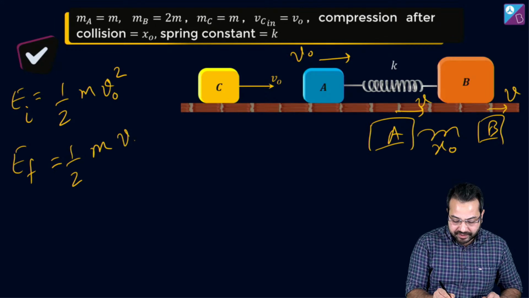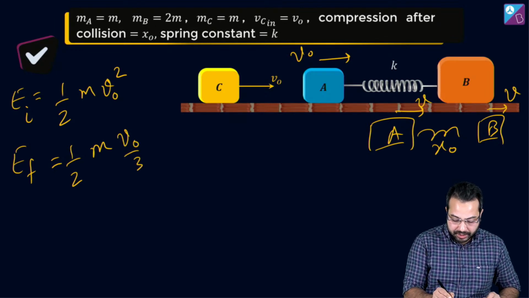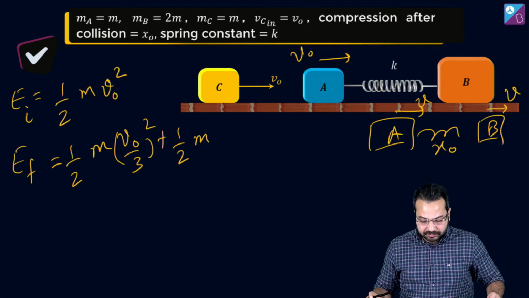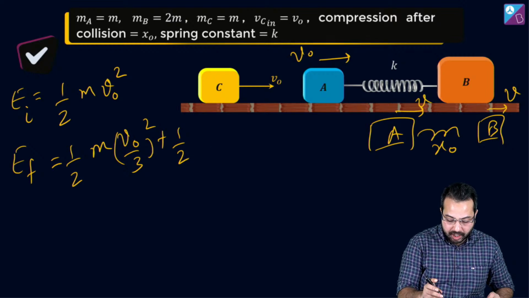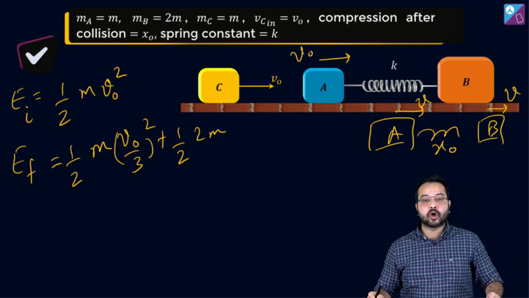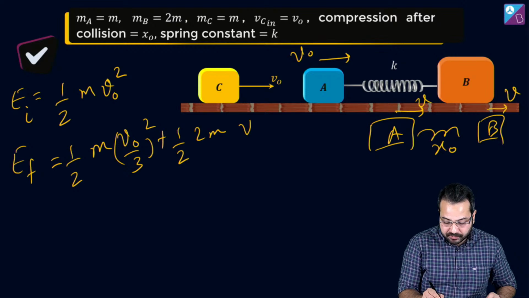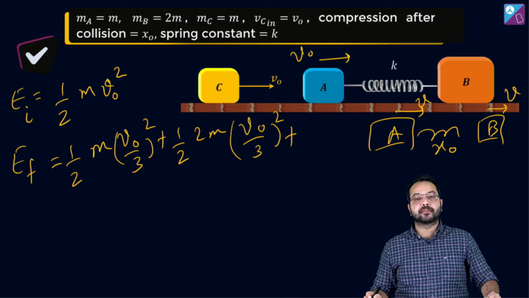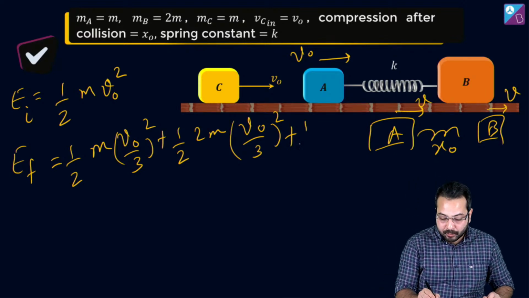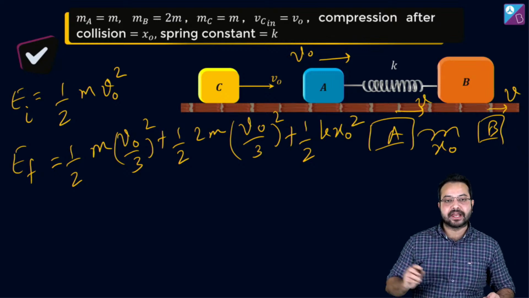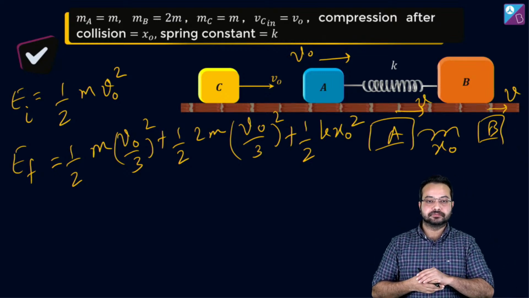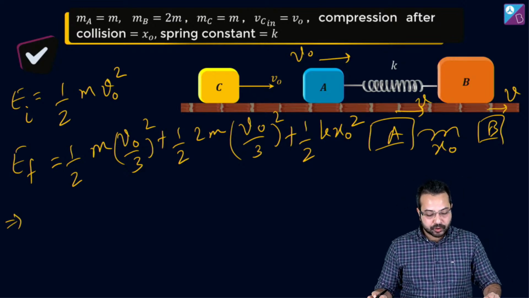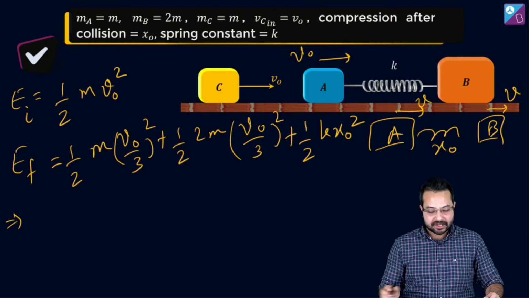So this becomes half m (v0 by 3) whole square, plus we'll have half m, and what will be the kinetic energy of block B? It is going to become half into 2m. Mass of block B is 2m. So this becomes (v0 by 3) whole square, plus what is the compression of the spring? The compression of the spring is x0, so the potential energy is going to become half k x0 square. Okay, perfect.